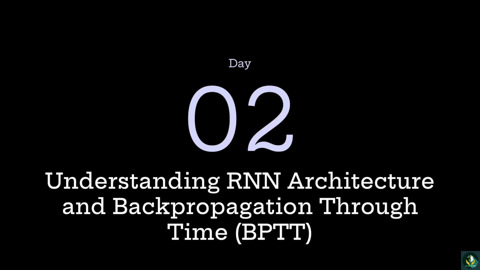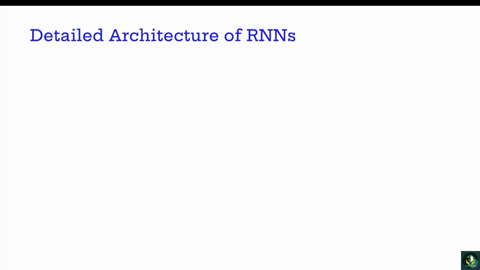Day 2. Understanding the RNN architecture and backpropagation through time, which is BPTT. First, we're going to look at the detailed architecture of RNN. The different components of RNN include first the input layer, which takes sequential data, for example words, characters, or time series values as input at each time step.